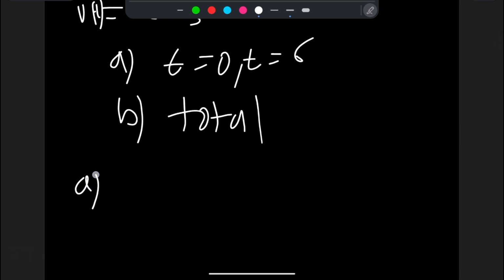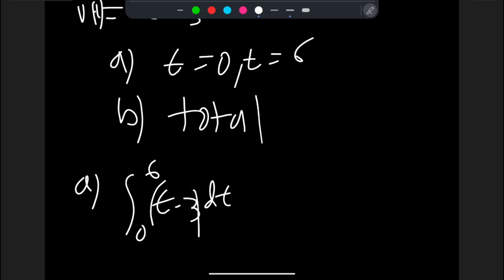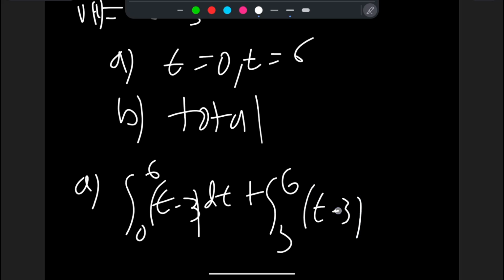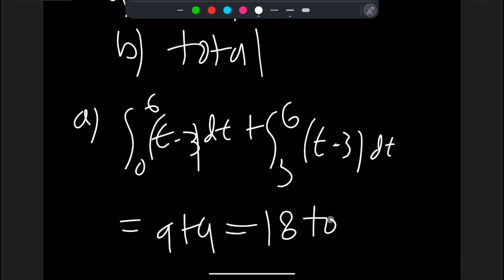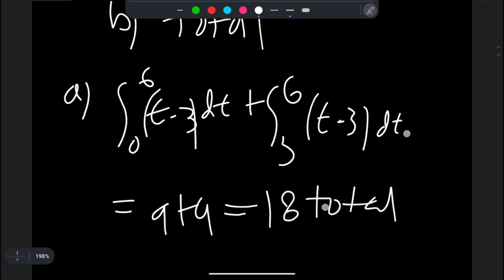So for A, if we have our integral from 0 to 6, t minus 3 dt, plus, from 3 to 6, the absolute value of t minus 3 dt. When you solve this, it's going to equal 9 plus 9, which equals 18 total. So now we have our total.